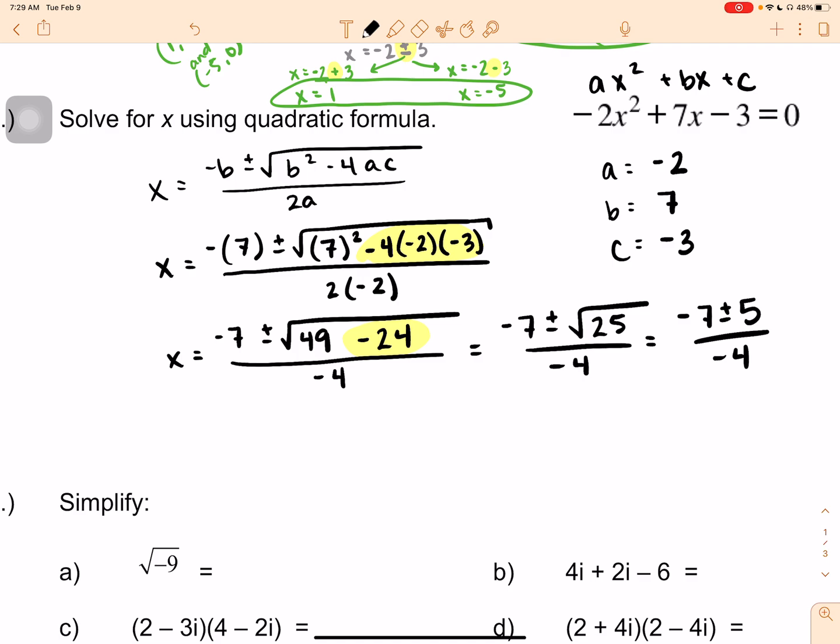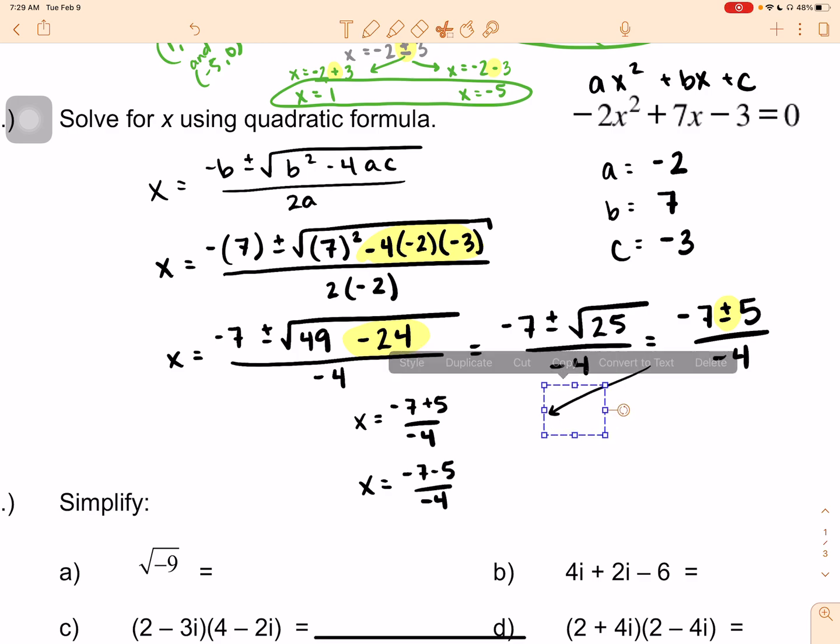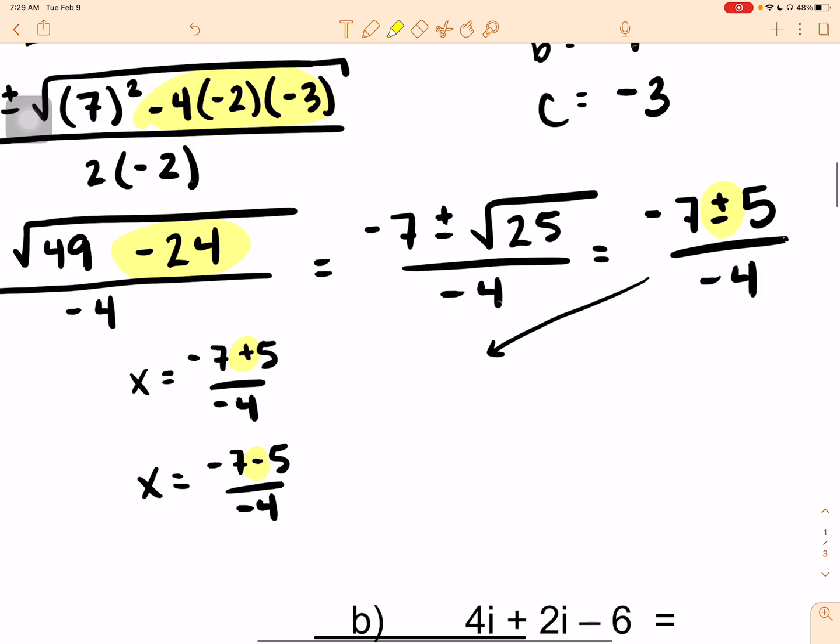Okay, so now we're almost to the finish line. So now we have to split that plus or minus. So this plus or minus needs to be split. So we have x equals negative 7 plus 5 over negative 4, and x equals negative 7 minus 5 over negative 4. Okay? So what we did here was we just split the plus or minus that was on top there. So now we have to simplify. Negative 7 plus 5 is negative 2.